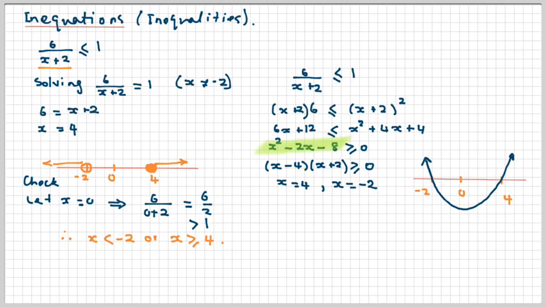And what I'm looking for is for when this graph has y values greater than 0. And it has y values greater than 0 in these two regions. So therefore, the solution is x less than -2, or x greater than or equal to 4. And again, it is essential to note at the beginning that x cannot equal -2.